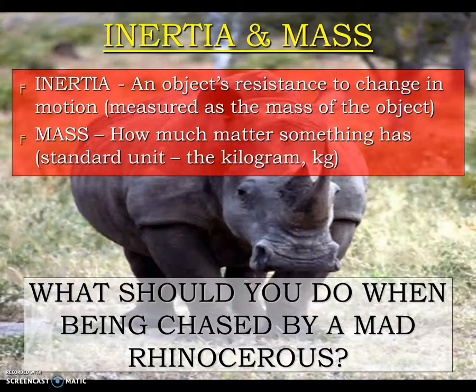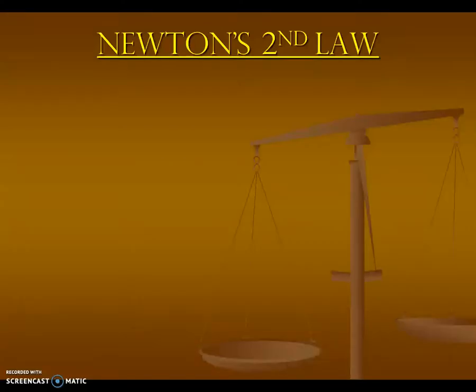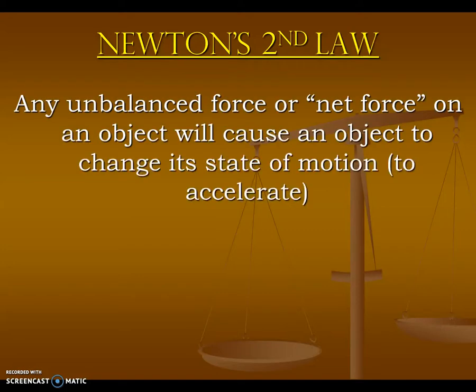So a rhinoceros has a huge amount of mass. So if it's running, it's going to take a lot of force for it to change its motion because it resists change in motion. That's what inertia is. Whereas if we're running away from it, you have a lot less mass than a rhino, so it takes less force to accelerate the same amount, right? So if you're going to try and get away from a mad rhinoceros, you just got to zigzag around or run in circles, kind of like bullfighting, right? So that brings us to the mathematical explanation of force, which is Newton's second law.